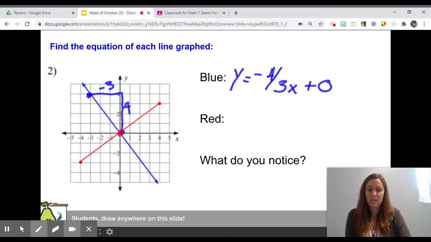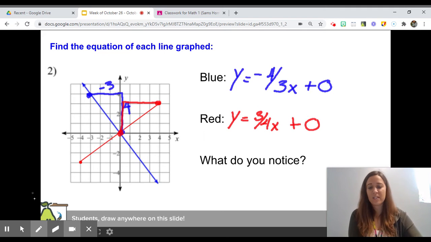Okay, now let's take a look at my red line. Again, we're also starting here at the y-intercept being 0, and let's use these 2 points here. In this case, we're going up 1, 2, 3, and over 1, 2, 3, 4. So that would be y is equal to 3/4 x plus 0.